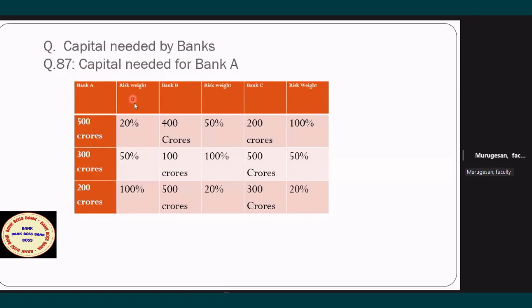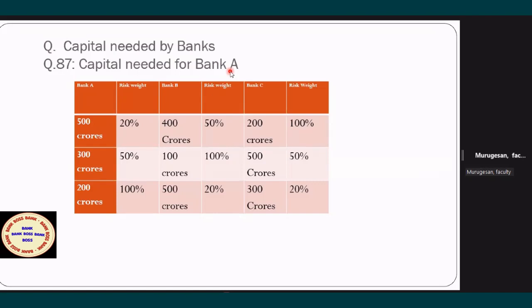Bank A has 1,000 crores only. This bank also 1,000 crores. This bank also 1,000 crores. Risk amounts of 200 crore, 500 crore, 300 crore. Now they will ask which bank is better, which is the safest bank. So for example, capital needed for bank A. Low capital needed means a good bank. High capital needed means high risk.